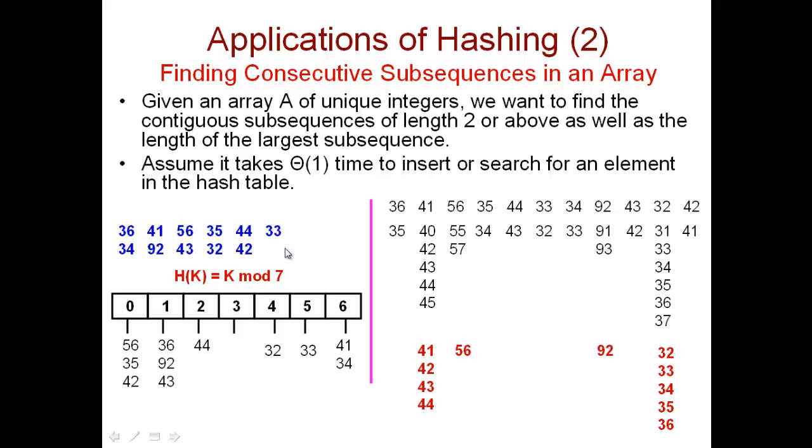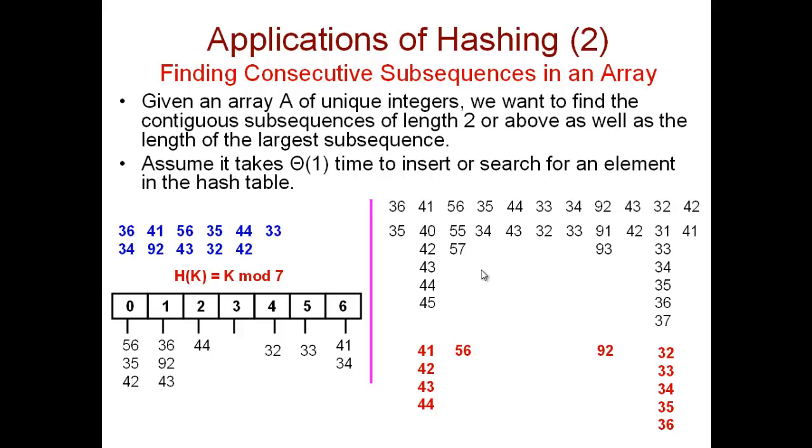Then what you do is go through the array one more time. We went through it once to build the hash table. So again go through the array from index 0. This is what I show here, starting from 36. Now what we want to find is the sequences of length 2 or more.